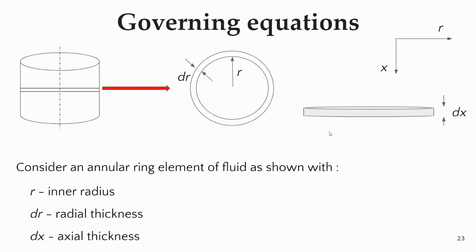Now this is the derivation. Consider this as one of the holes, and we just took a small cross section of it like this. This is an annular ring element, with inner radius r and a thickness dr in this direction. When we look in the x direction, the thickness is dx, the axial thickness. dr is the radial thickness, r is the inner radius.